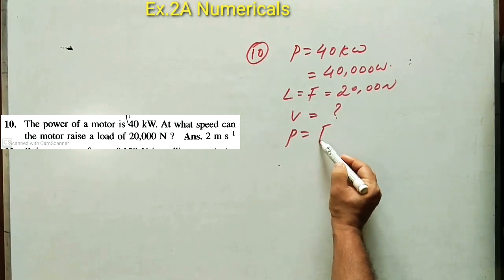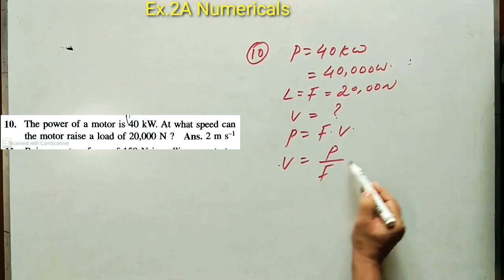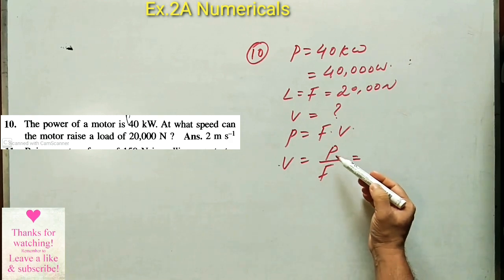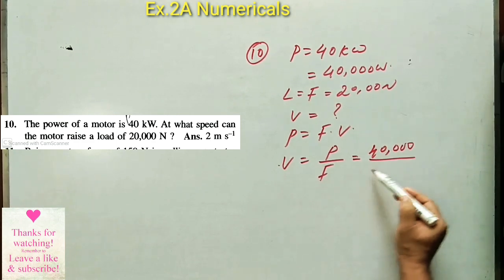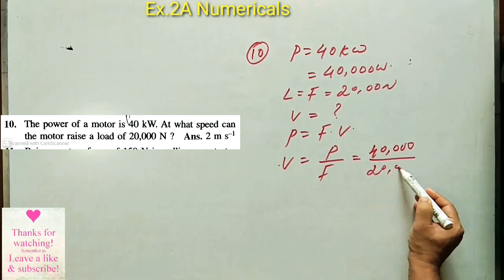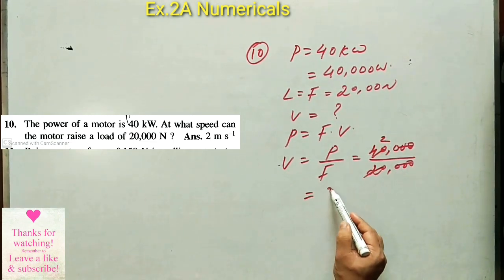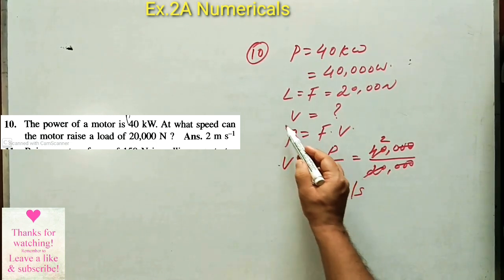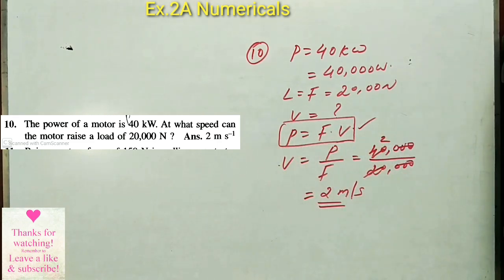Clear? We know the formula. Power is equal to product of force and velocity. So V is equal to power upon force. So we have modified the formula. The required formula is V is equal to P upon F. Now place the values, P is 40,000 divided by the value of force, 20,000. So we are getting 2 meter per second. That is the unit of velocity. Clear? So power is equal to product of force into velocity. Remember the formula for power. Product of force into velocity. Is it clear? Steps are clear to you?